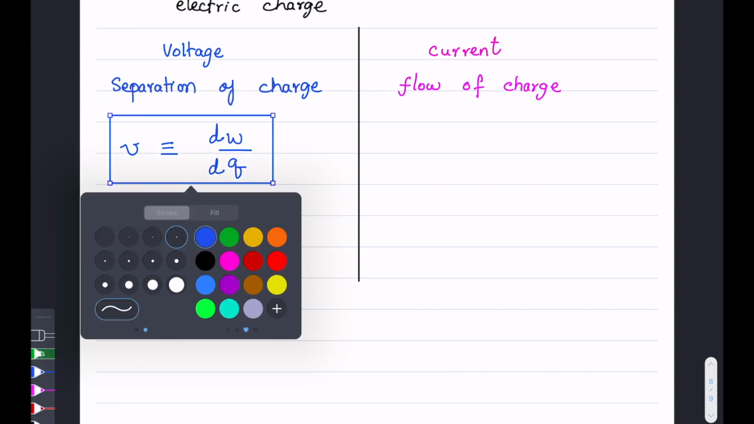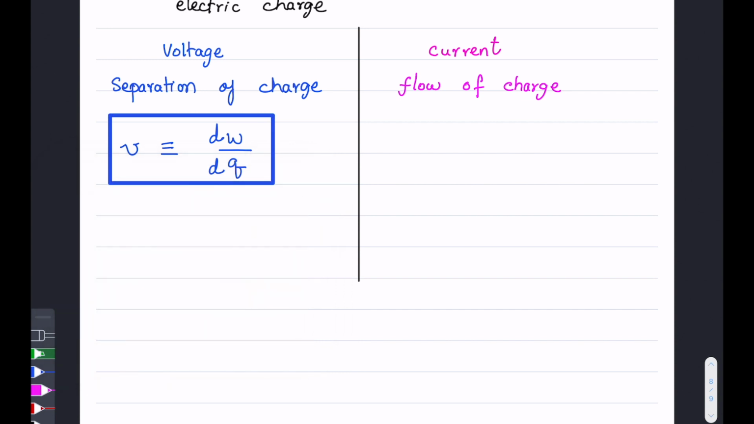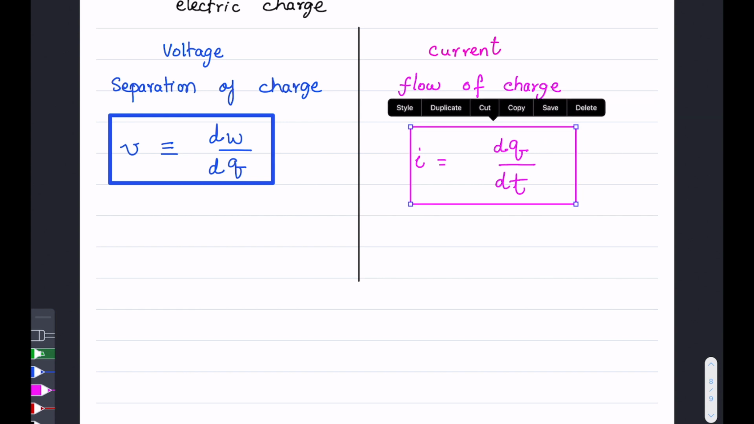Now you can also define current. I is defined as the rate of flow of charge. So there is a time quantity t in the denominator and there's charge in coulombs in the numerator, and if you express it in the derivative form, it is dq over dt. So this is again a definition.